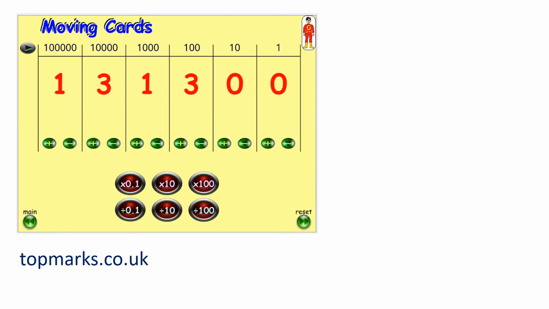Something to use at home. There are a couple nice websites. I suppose this one looks a little bit childish, but it does highlight the concept pretty well if you wanted to do some practice at home. It's topmarks.co.uk, and you would just search for moving digit cards and this would come up.